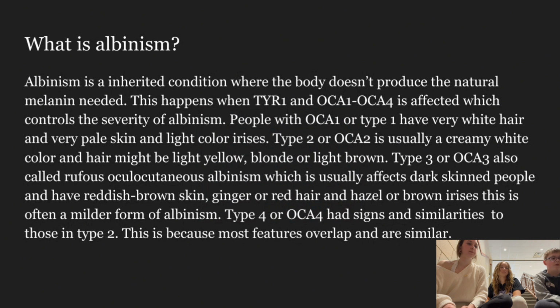People with OCA1, or type 1, have very white hair, very pale skin, and light colored irises. Type 2, or OCA2, is usually creamy white skin with light colored hair that can be blonde or light brown. Type 3, or OCA3, also called rufous oculocutaneous albinism, usually affects dark-skinned people and causes reddish brown skin, ginger or red hair, and hazel or brown irises. This is often a milder form of albinism. Type 4, or OCA4, has signs and similarities to those in type 2, because most features overlap and are similar.